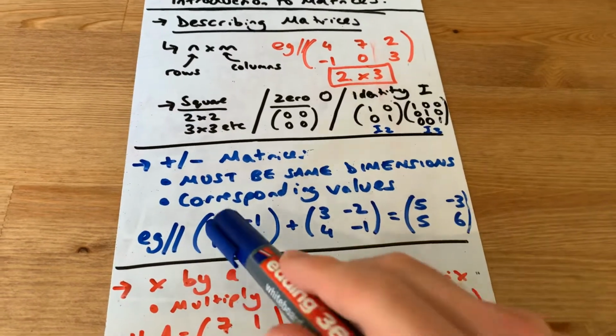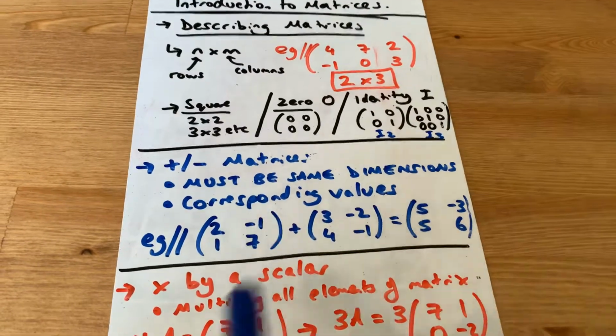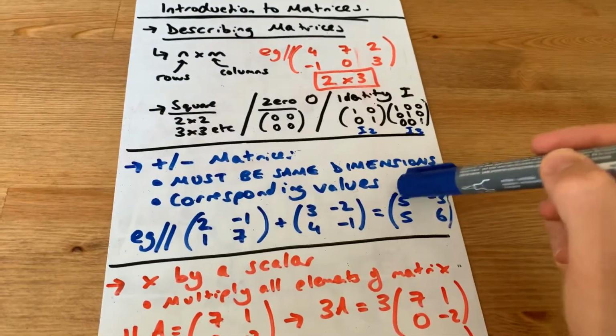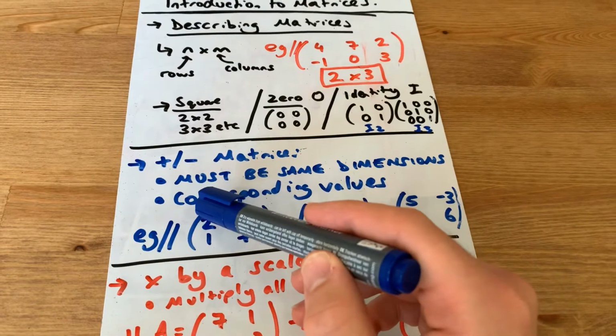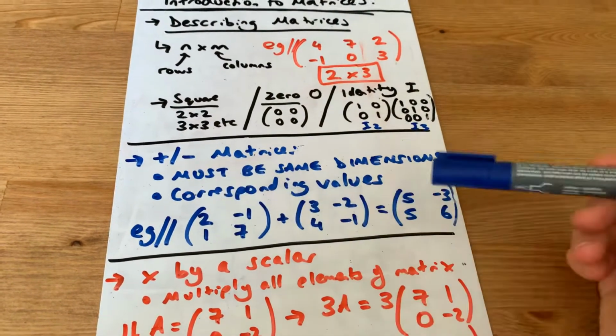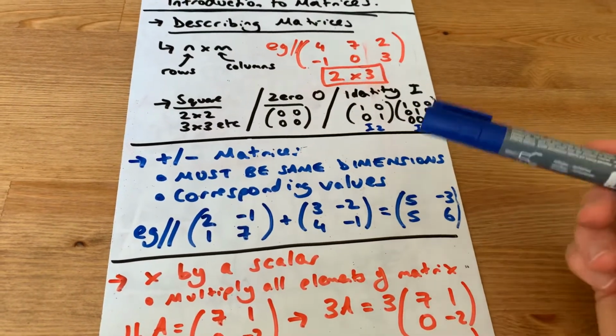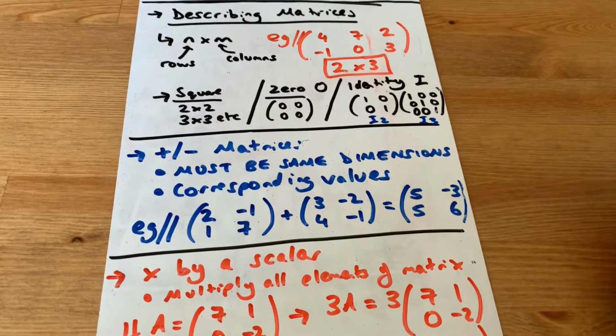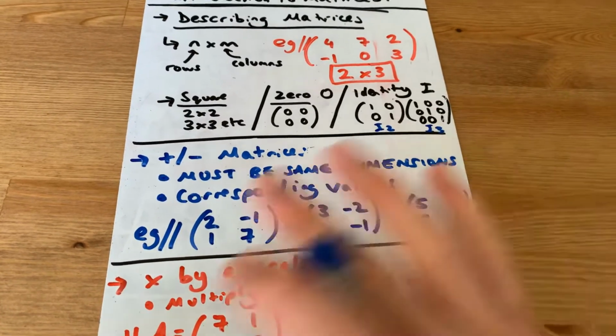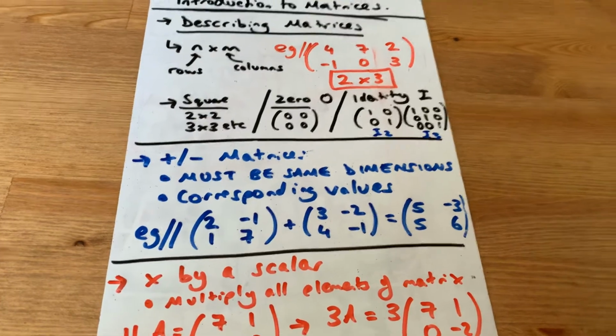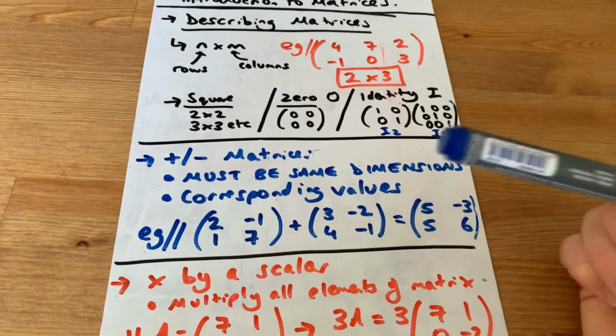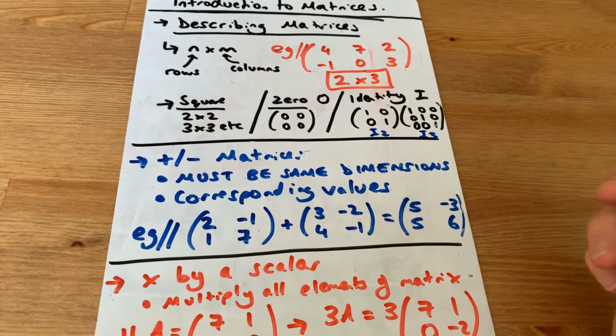For example, if we consider two 2 by 2 square matrices, to get this top left output, all we're going to do is consider the two top left terms. 2 plus 3 results in 5, minus 1 plus minus 2 gives minus 3, etc, etc. So adding and subtracting matrices is an absolute doddle. They have to be the same dimensions is the key thing for that.